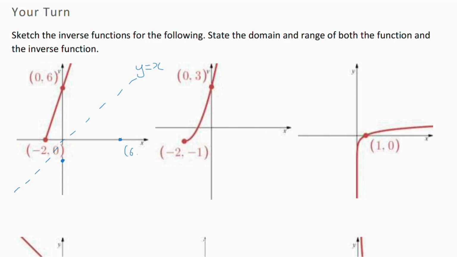This is going to be 6, 0. This point here is going to be 0, minus 2. So this graph is going to come up like that. The domain for the original is x is greater than minus 2. The range for the inverse is y is greater than or equal to minus 2. The range for the original is y is greater than or equal to 0. The domain for the inverse is x is greater than or equal to 0.